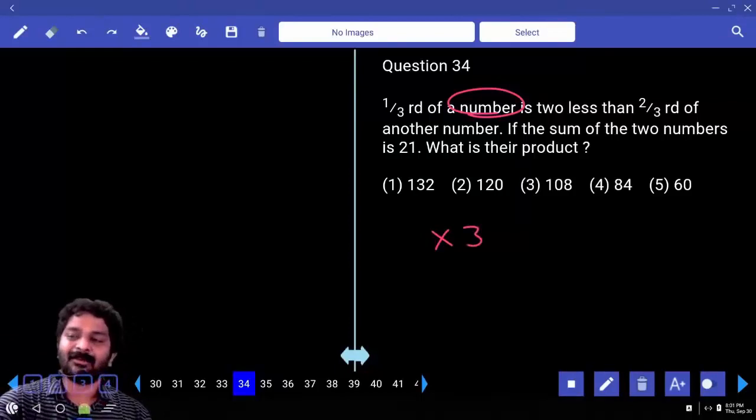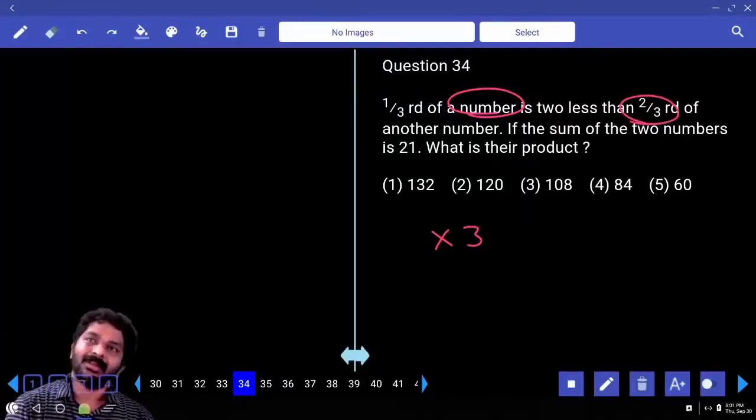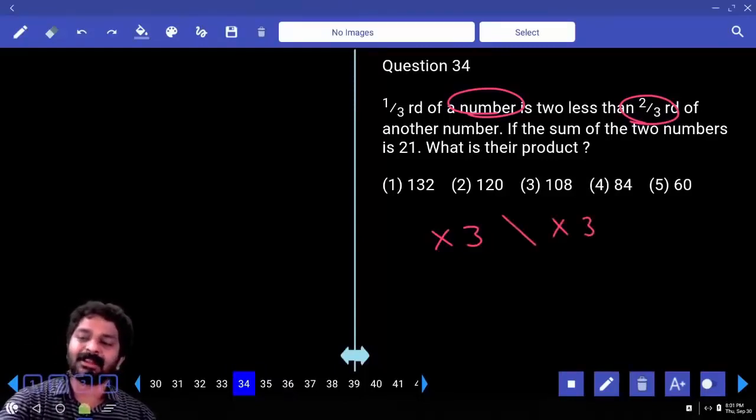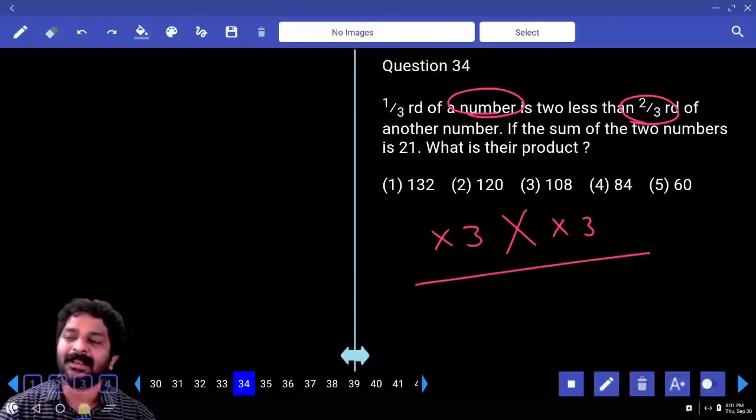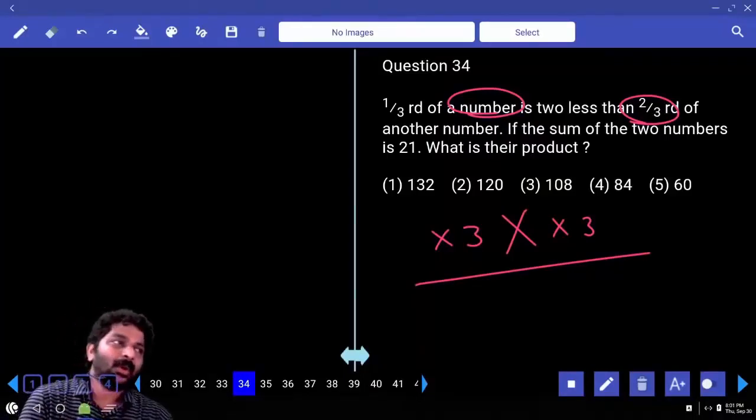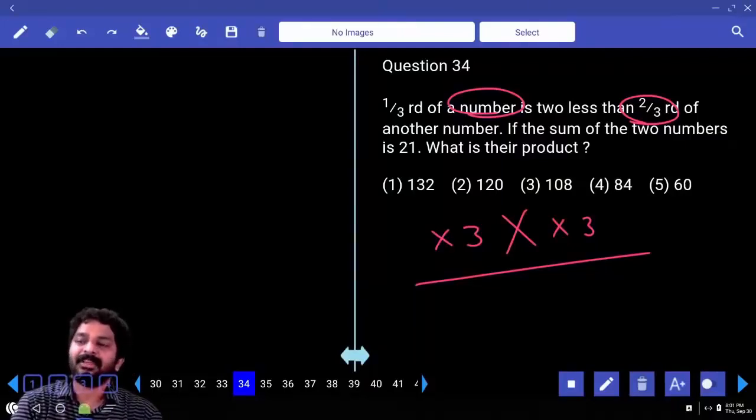And out of the second number, what fractional part are you taking? Then the second number's denominator is also 3. So the second number is also a multiple of 3. And you are asked to calculate the product of these two numbers. So the answer must be which multiple? First option, second, third, maybe fourth, fifth, final, over.